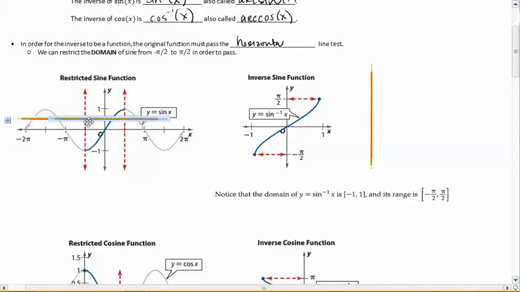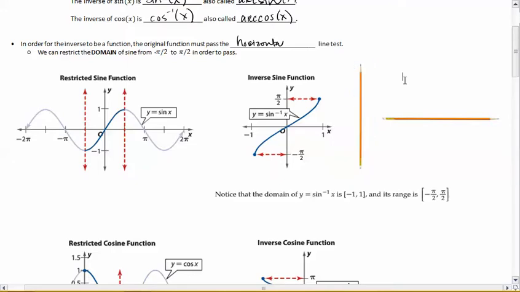But if we restrict it from -pi/2 to pi/2, then we actually do pass that horizontal line test, which means that our inverse would be a function, which means our inverse would pass the vertical line test, as you can see. And when we have that reflection about y equals x, we get the function that looks like this.